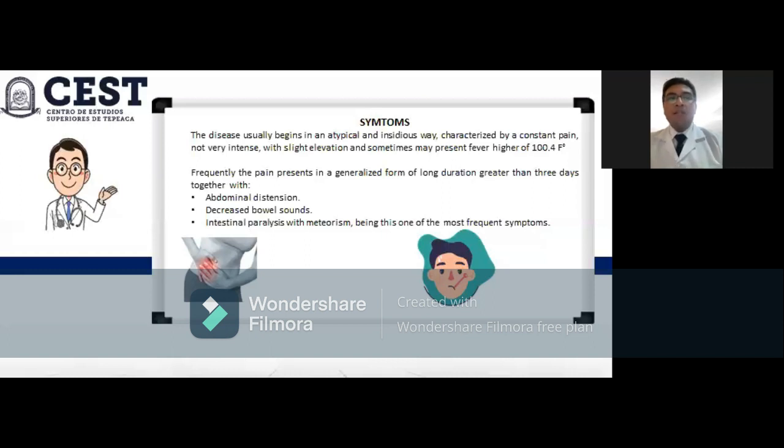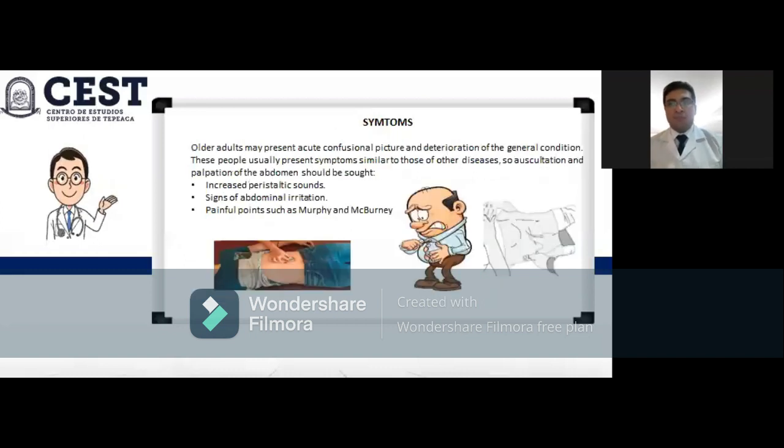Frequently, the pain is present in a generalized form with a long duration, greater than 3 days, together with abdominal distension, decreased bowel sounds, and intestinal paralysis, being this one of the most frequent symptoms. Adults may present nutritional deterioration and deterioration of the general condition.